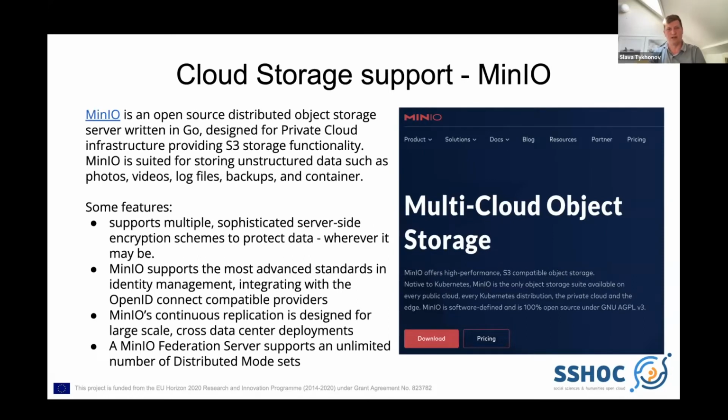Another thing is cloud storage support. We implemented MinIO, an open source distributed object storage server. It's also very efficient and very cool technology that provides an S3 interface. Basically it means that you can turn your own local storage into an S3-supported cloud, and you can migrate data from one place to another in a really quick way. MinIO also supports multiple sophisticated server-side encryption schemas to protect data, and other standards, such as federated authentication. And basically it allows you to build a limited number of distributed mode sets, which is ideal for our idea to have a distributed network of data sets.